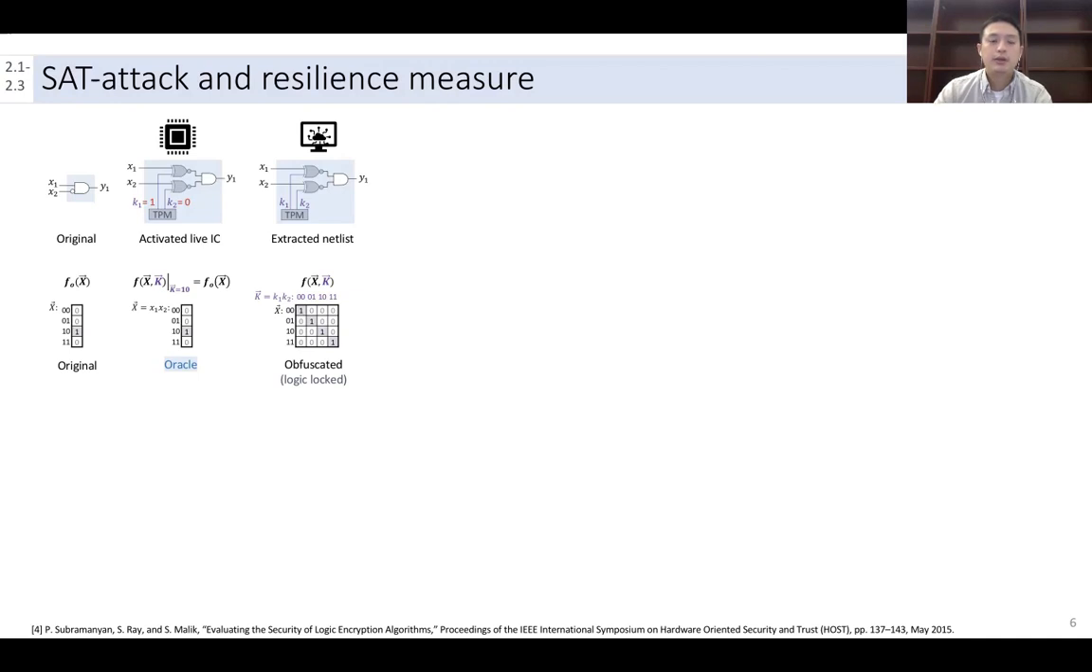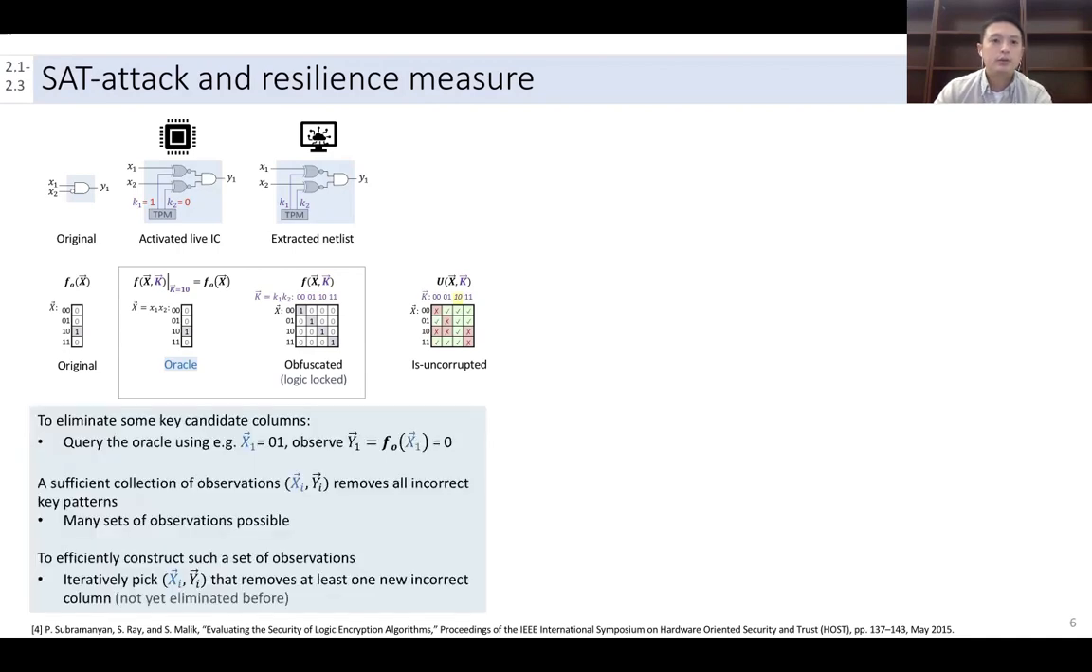The output functionality of the activated live IC is the same as that of the original circuit and is referred to as the oracle. Given a pair of the oracle and the obfuscated netlist, FO and F, we can derive a truth table denoting whether the output pattern is uncorrupted or not, here denoted as a truth table U. A query to the oracle for a given input pattern yields an input-output pair observation, which can help eliminate some incorrect key columns. A sufficient collection of input-output pairs will remove all incorrect key columns, and there are many possible sufficient sets that we can choose from.